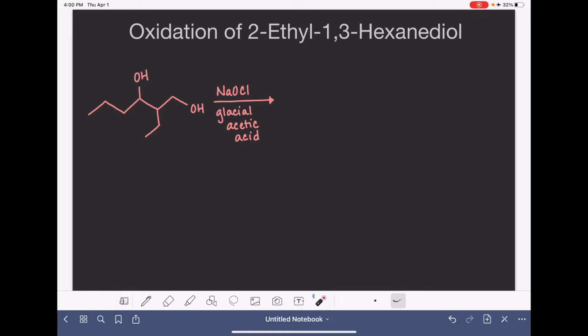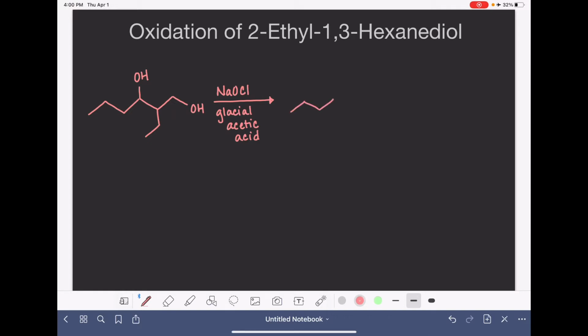And the purpose of this experiment is to determine whether the household bleach is capable of oxidizing a secondary alcohol or a primary alcohol, or perhaps both. So we're going to be determining the structure of the product of this reaction and figuring out whether one or both of the OH groups was oxidized.